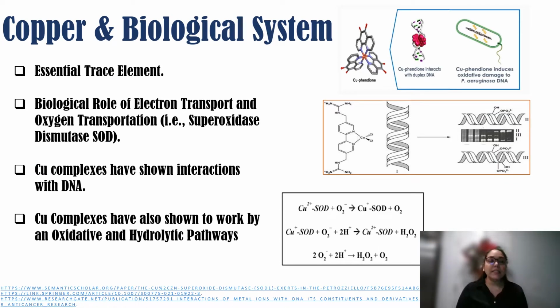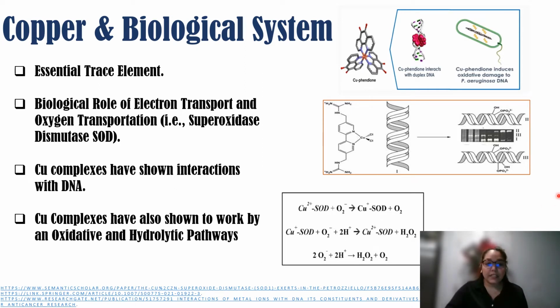So let's take a look at copper in biological systems. Copper is an essential trace element that is needed for all human beings and living things. In humans, copper is essential to the proper function of organs and metabolic processes. Copper proteins have diverse roles in biological electron transport and oxygen transportation.